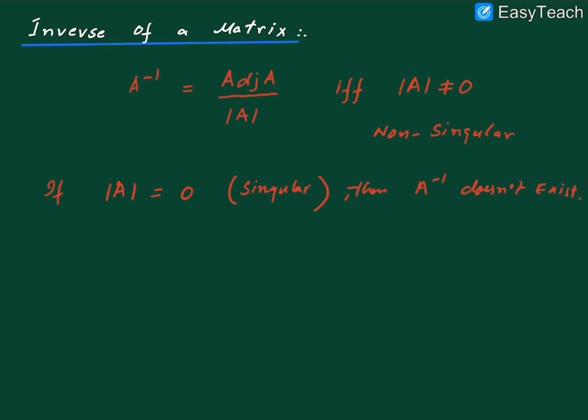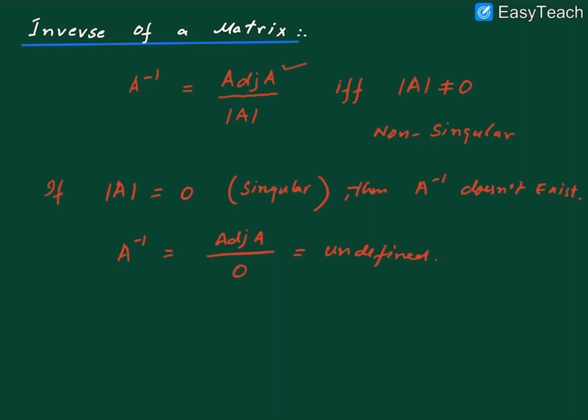Why? Because if A determinant is 0, A inverse will be equal to adjoint of A divided by A determinant, which is undefined. So that's why the inverse of only a non-singular matrix exists. A singular matrix inverse will not exist. I will give you an example in the exercise of how to find the inverse of a matrix.